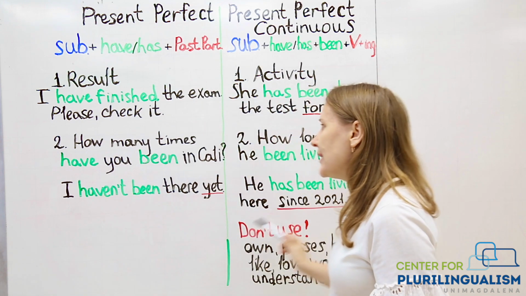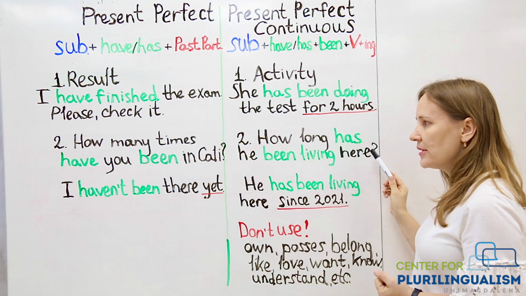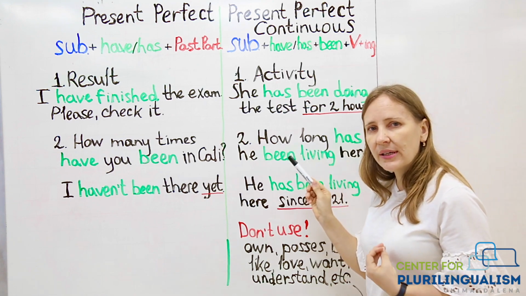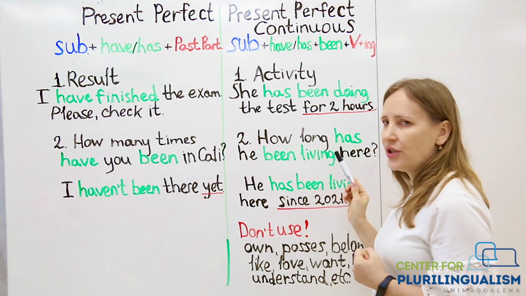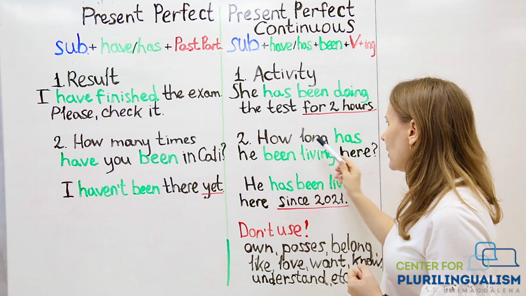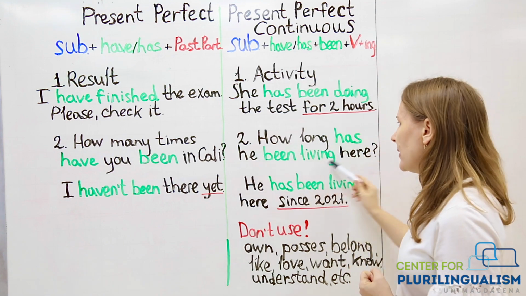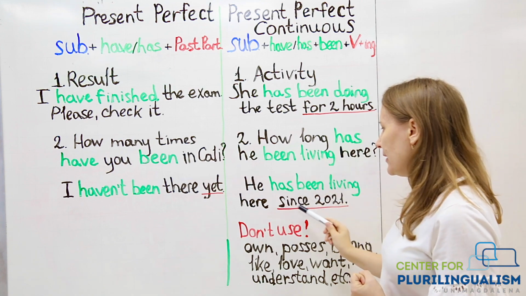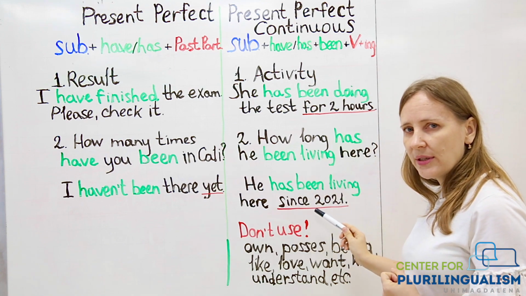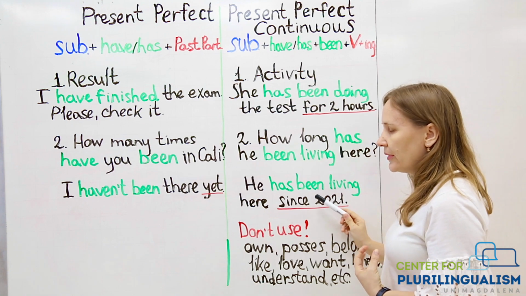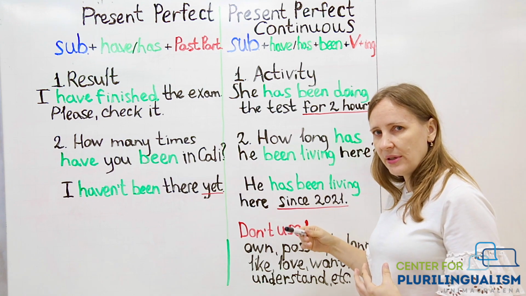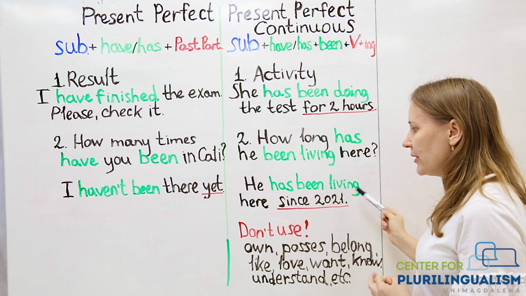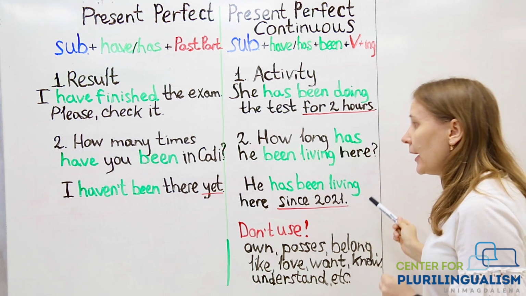Okay? At the same time, present perfect continuous we use with the question how long, because again we focus on the duration of the activity. For example, how long has he been living here? Okay, he has been living here since 2021. Again, what is important for us? The whole period, yes, so for how long he has been doing something, okay?